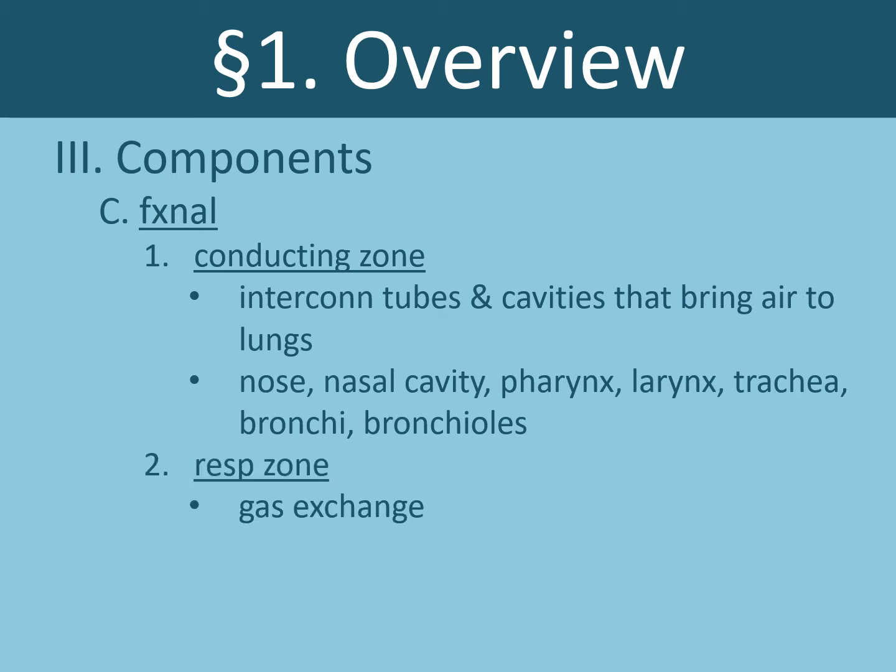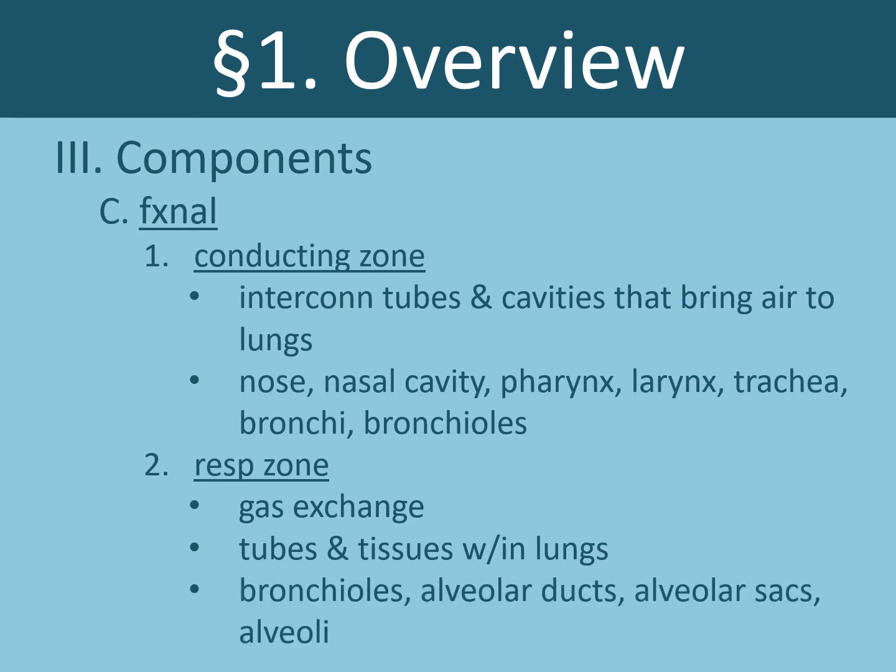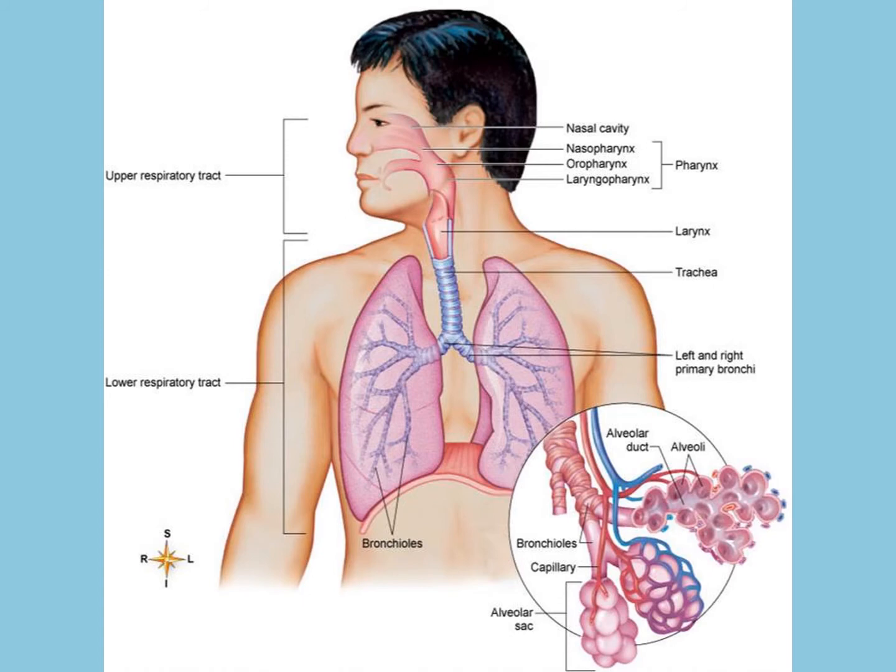Compare this to the respiratory zone. This is where gas exchange actually occurs, and includes tubes and tissues within the lungs, particularly the bronchioles, alveolar ducts, alveolar sacs, and alveoli. This diagram shows the structural divisions of the respiratory system and some of the organs in each of those divisions. Beginning here with the upper respiratory tract, you can see the nose, nasal cavity, and pharynx. In the lower respiratory tract is the larynx, trachea, bronchioles, and lungs.